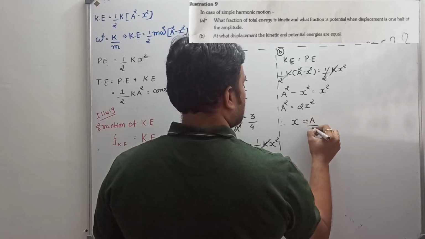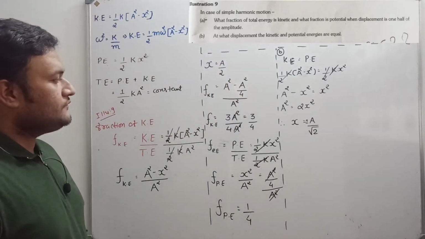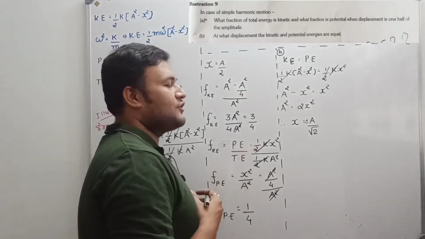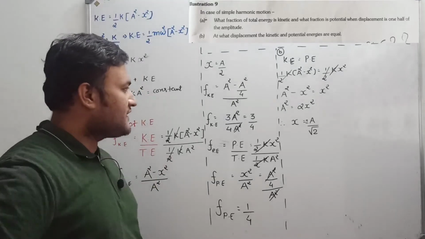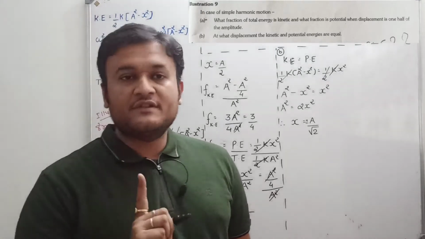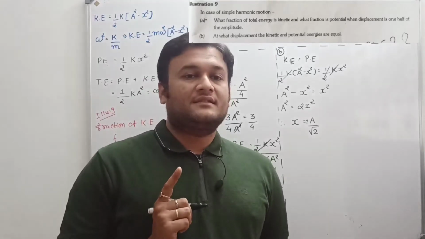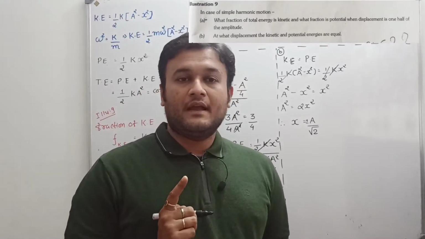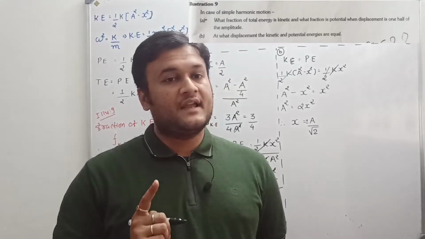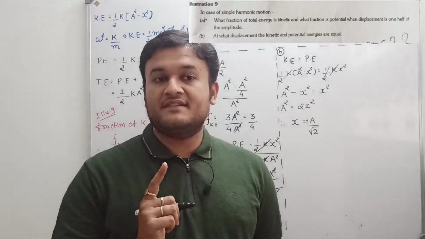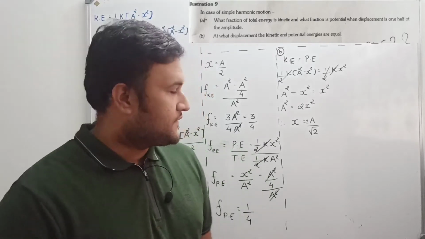This one is plus or minus. Why? Because the amplitude is plus and minus both. So at x is equal to plus or minus a upon under root 2, at this time potential energy and kinetic energy both are equal. This is most important for the MCQ. When we are asked in the exam at what displacement the kinetic and potential energy both are equal, the answer is x is equal to plus or minus a upon under root 2.